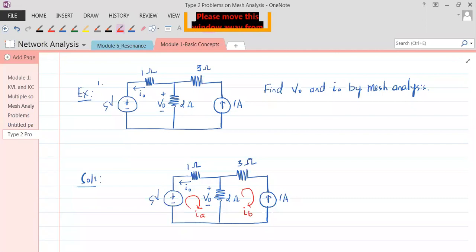Is that okay? So the first thing that you would say is, mark the mesh currents.